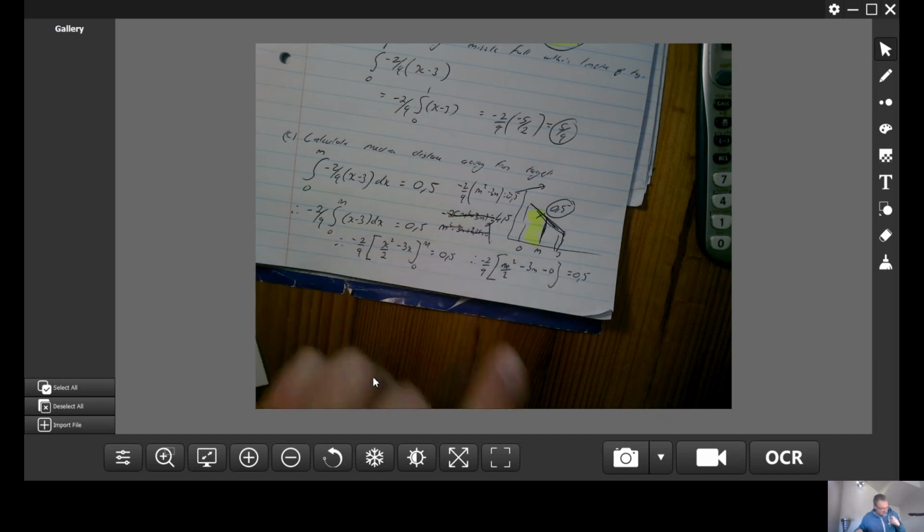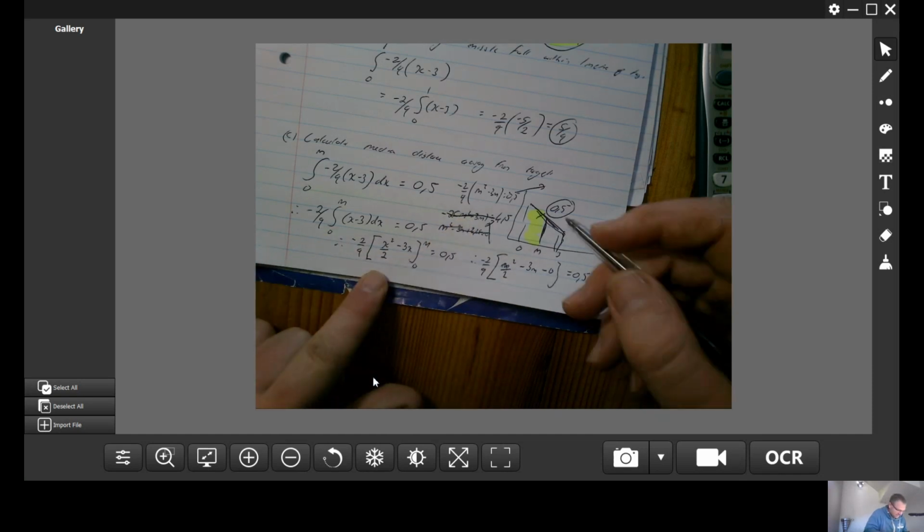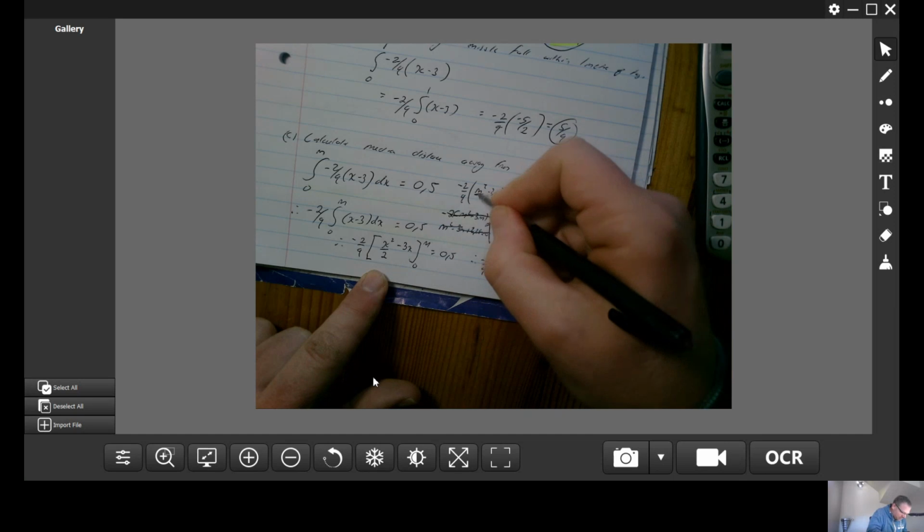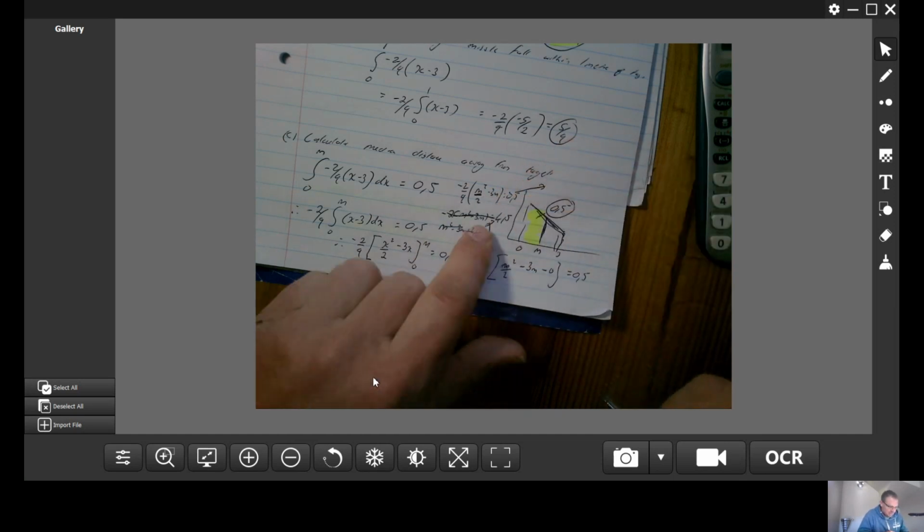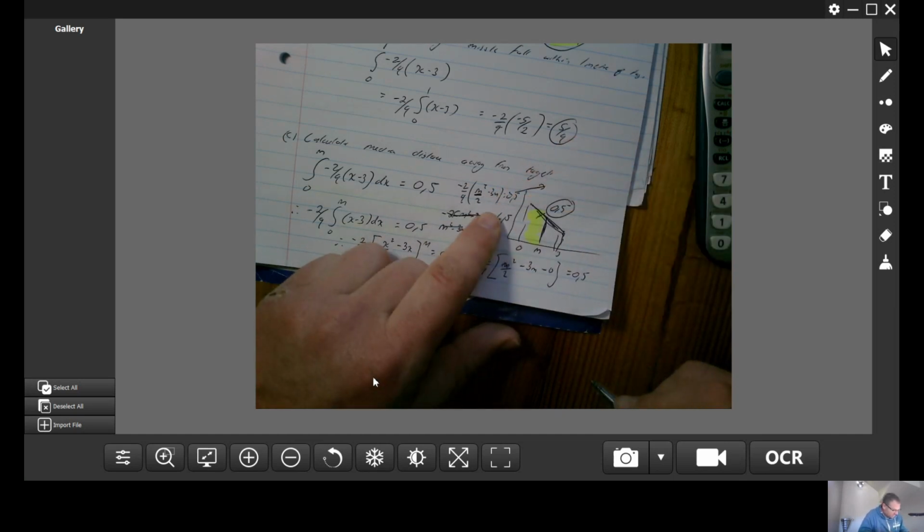Oh no, here's my mistake. It should have been negative 2/9 m squared over 2. I left this 2 out. Okay, it is equal to negative 2/9 m squared over 2. Sorry, I left out this 2 over here.